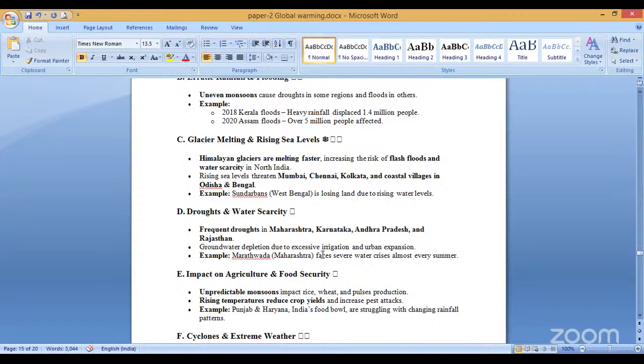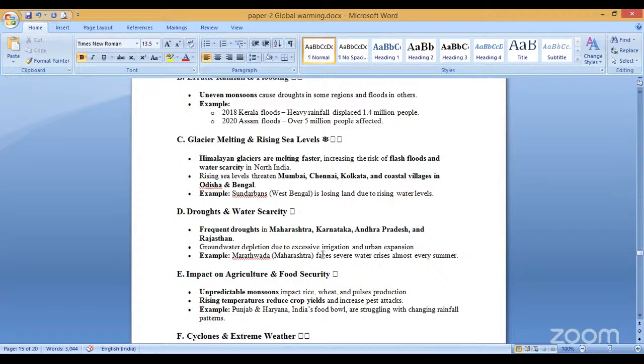losing land due to rising water levels. Droughts and water scarcity: frequent droughts in Maharashtra, Karnataka, Andhra Pradesh, and Rajasthan. Groundwater depletion is due to excessive irrigation and urban expansion. For example, Marathwada, Maharashtra faces a severe water crisis almost every summer.